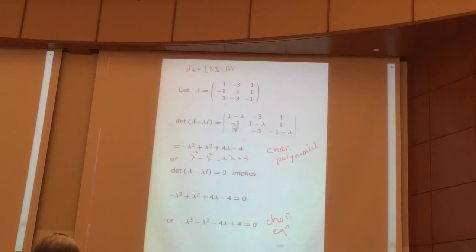So in the odd order case, you'll always come out with a minus lambda cubed, and the purists don't like a polynomial like that and immediately multiply by minus 1. So if you look at the determinant of lambda I minus A, then it comes out like this. So this right here is the determinant of lambda I minus A. But for reasons which will become clearer when we calculate eigenvectors, I much prefer A minus lambda I to lambda I minus A, and I'll point out why when we get there.